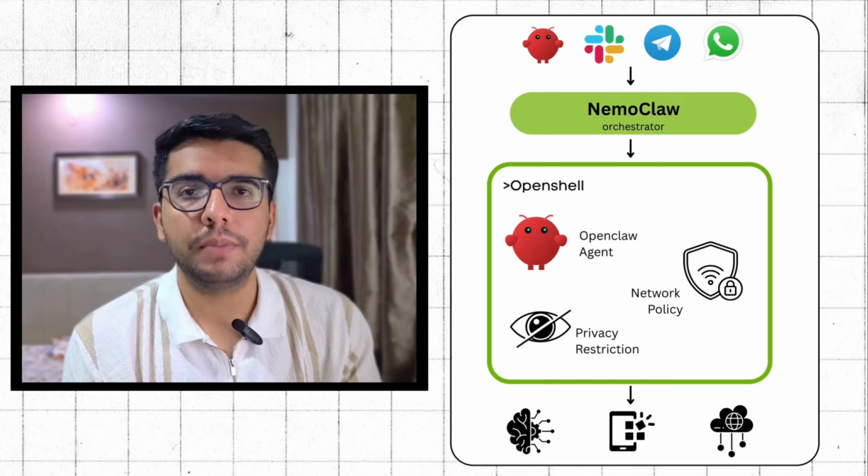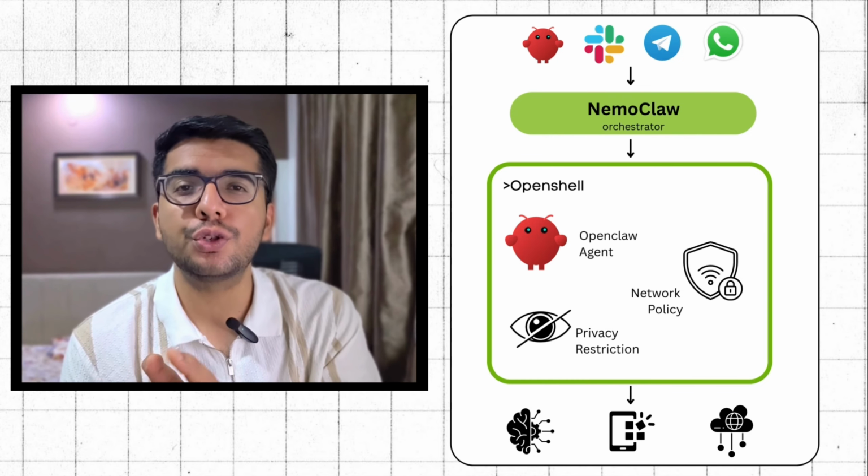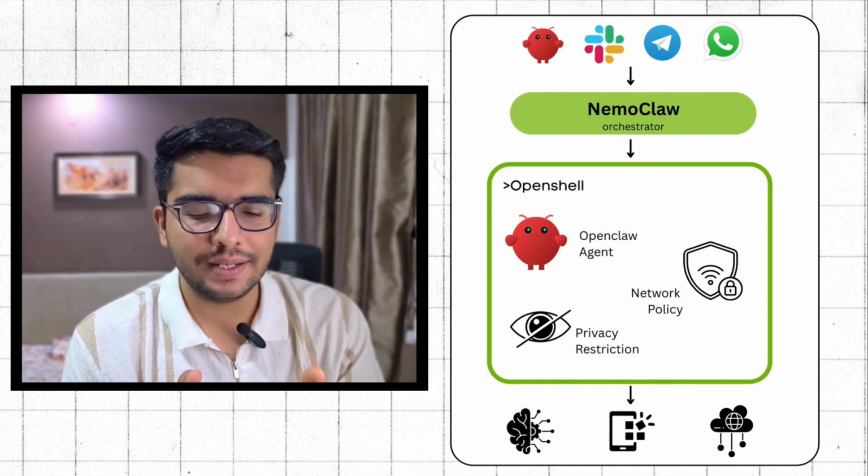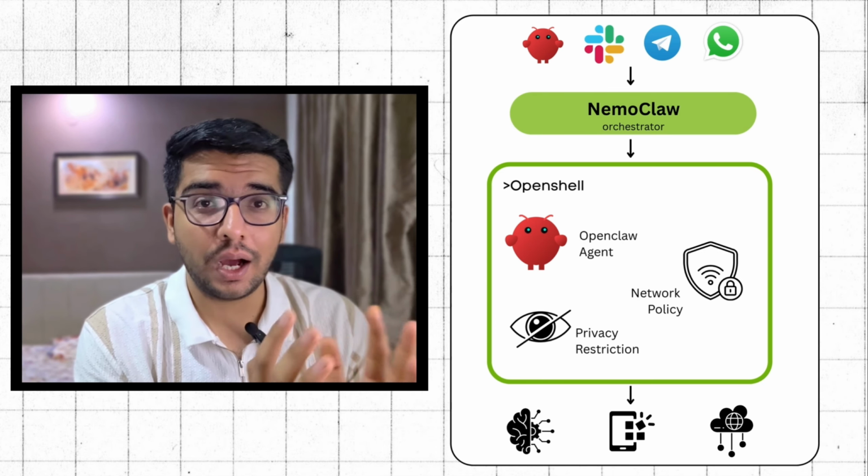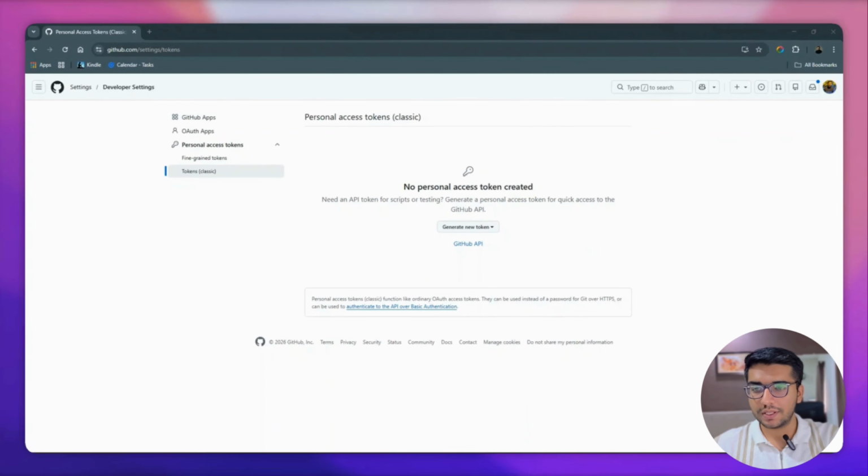So the flow is very simple. A request comes in, it goes through NemoClaw, executes inside OpenShell within all the defined policies and accesses only allowed models and apps. Alright, so now we understand how the system works.